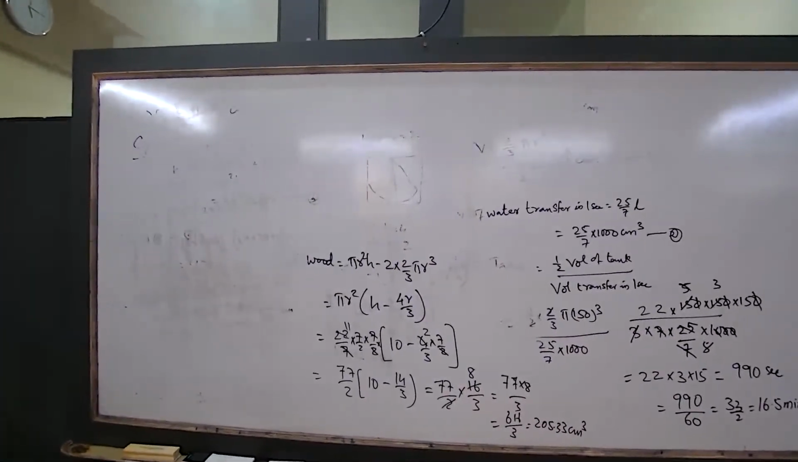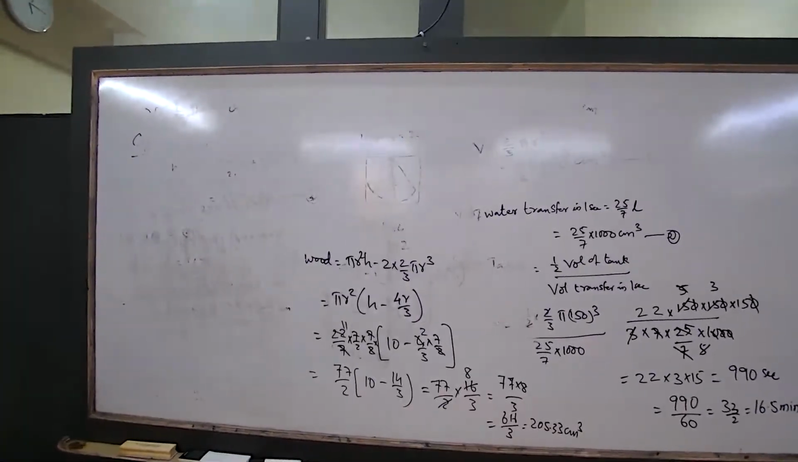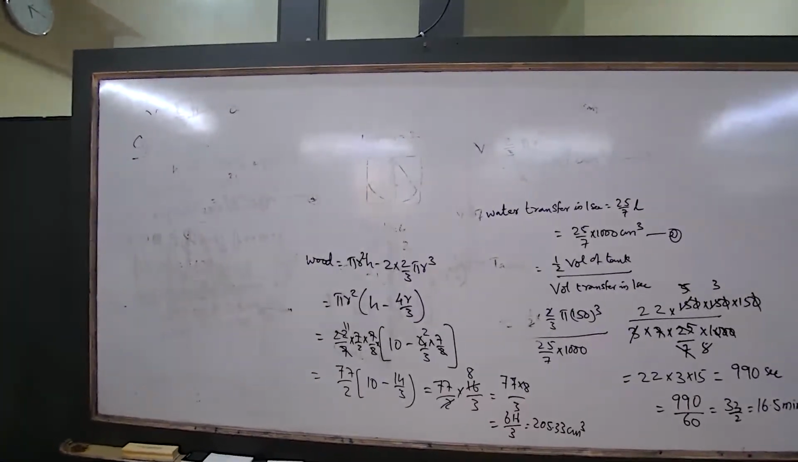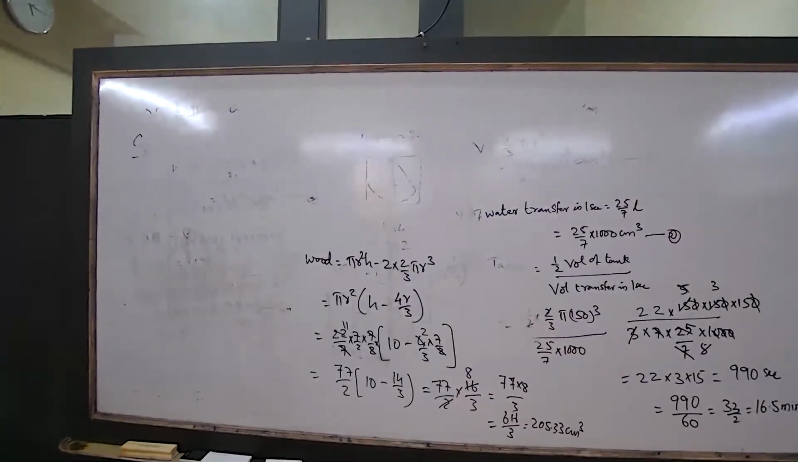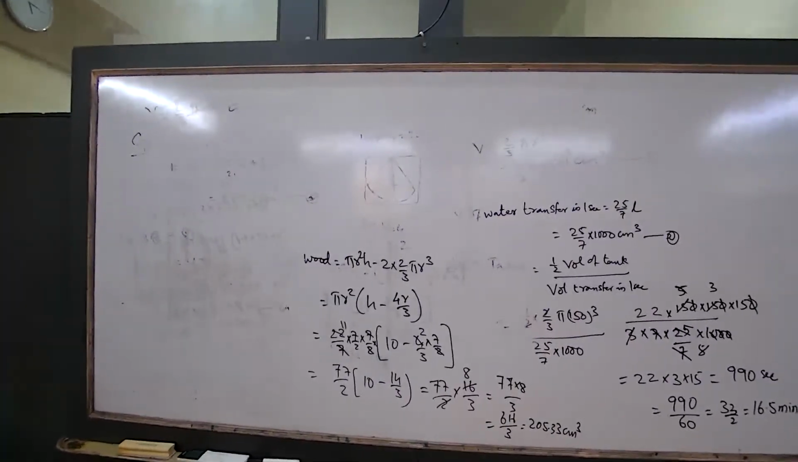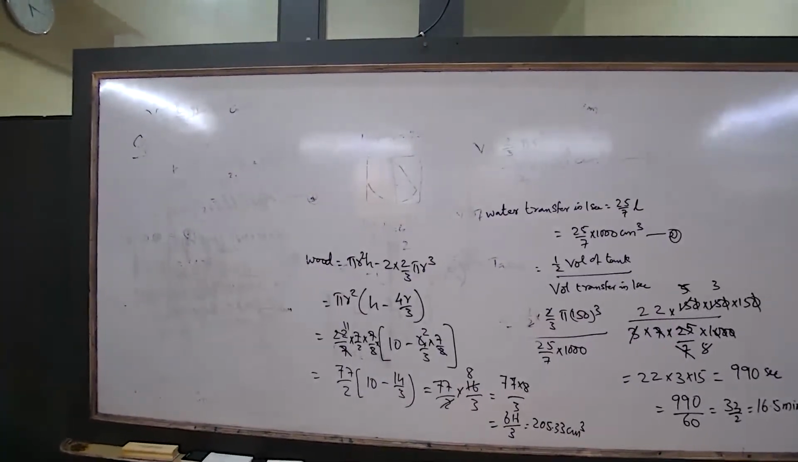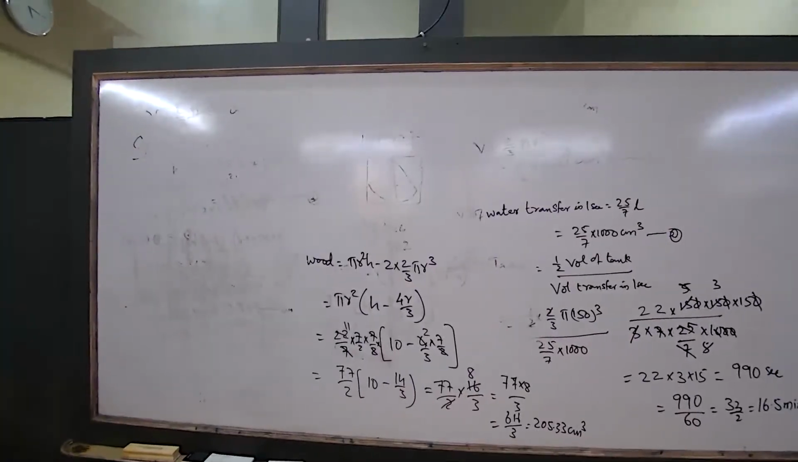Question number 7. A container shaped like a right circular cylinder having diameter 12 centimeters and height 15 centimeters is full of ice cream. This ice cream is to be filled into cones of height 12 centimeters and diameter 6 centimeters, having a hemispherical shape on the top. Find the number of such cones which can be filled with ice cream.